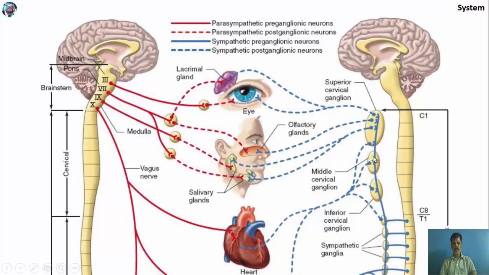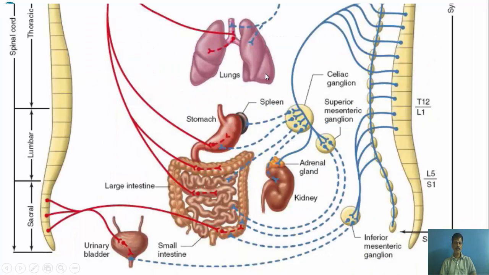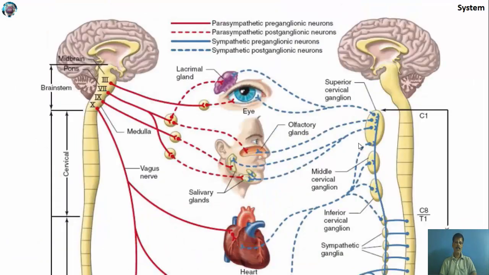Then there is the middle cervical ganglion. This middle cervical ganglion provides the sympathetic postganglionic neurons to the heart and lungs. Which one? The middle cervical ganglion, which receives contributions from around the 4th, 5th, 6th and 7th cervical regions. Okay.